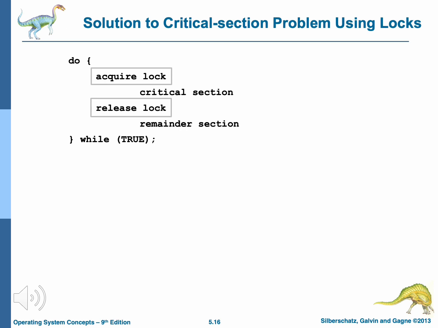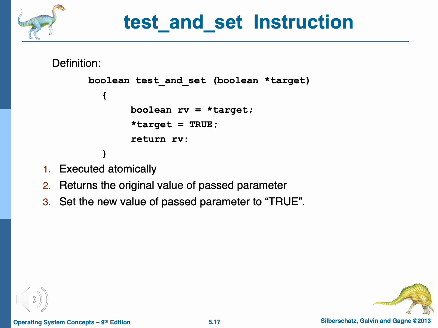This figure represents the solution to the critical section problem using locks. The test and set instruction can be defined as in the figure given here. The important characteristic of this instruction is that it is executed atomically. Thus, if two test and set instructions are executed simultaneously, each on a different CPU, they will be executed sequentially in some arbitrary order.